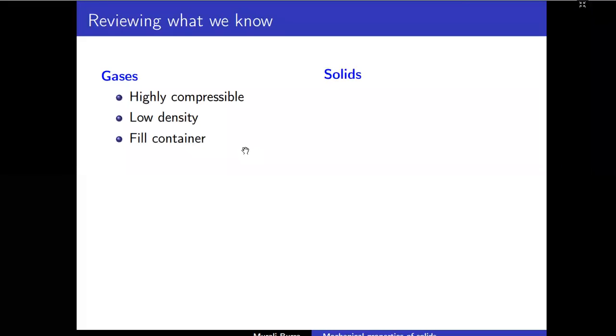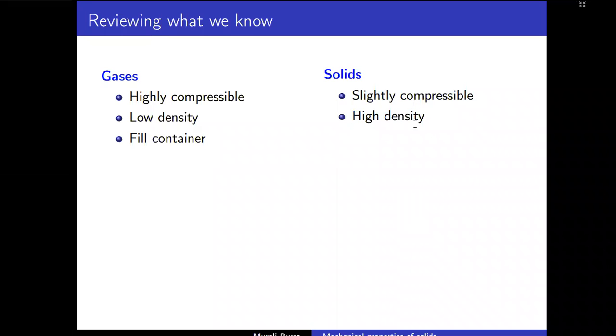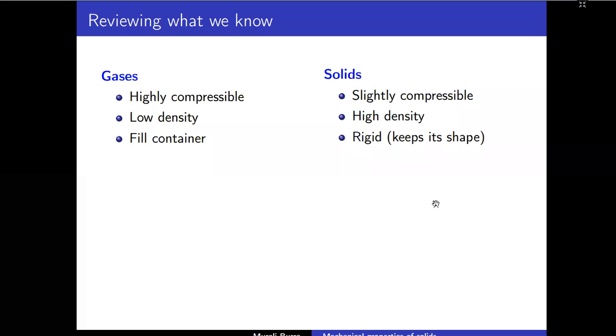And solids, slightly compressible. We cannot compress them easily, whereas the gases we can push easily. So solids are only slightly compressible as compared to gases. Next, high density will be there. Here particles are closely packed, whereas in gases particles will be far apart and fill the container, and a solid will have a certain shape, right?